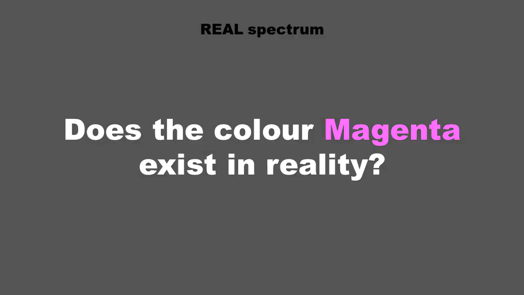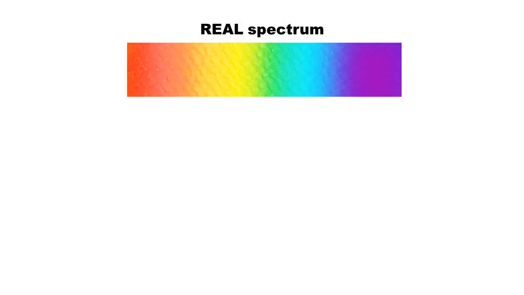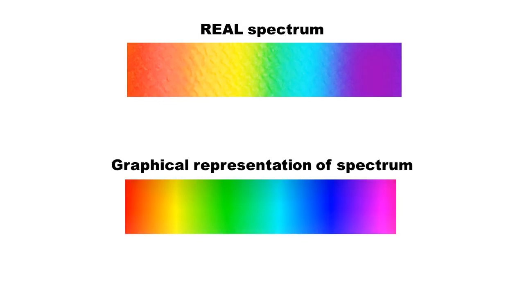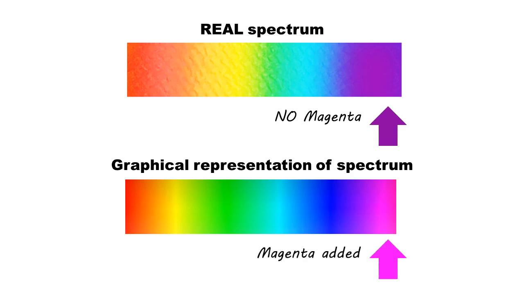And now for the strange case of the colour magenta. Does it exist in reality? This is the real spectrum of colours in white light. And here's a common graphical representation of the spectrum. There's no magenta in the real spectrum. It's artificially added to the graphical representations of the spectrum.